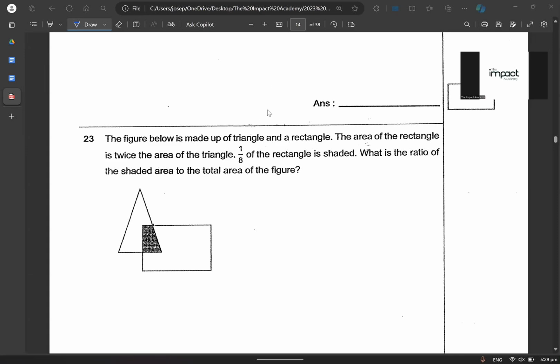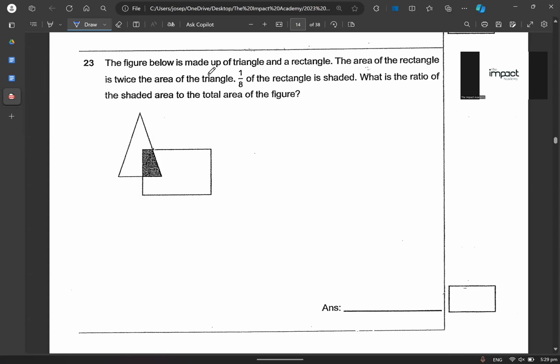So let's take a look at question number 23. This is from Manhua. You can see over here that it says the figure below is made up of what? It's made up of a triangle, very good, and a rectangle. Whenever it is overlapping, we know that this is a constant part concept. Am I making sense or not making sense? It is a constant part concept.